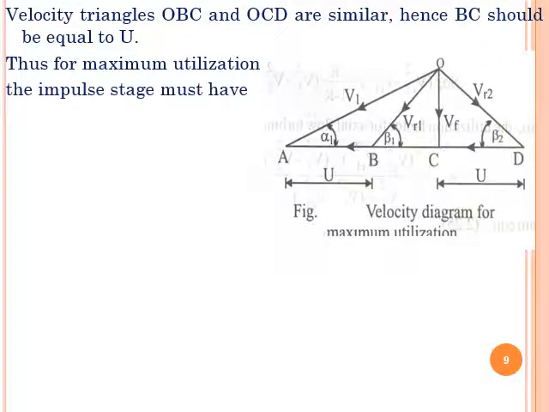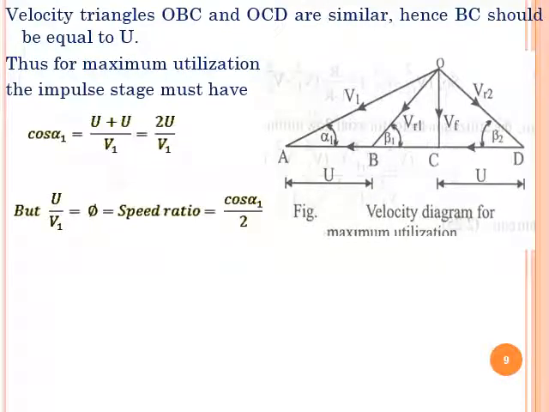Velocity triangles OBC and OCD are similar, hence BC should be equal to U. Thus for maximum utilization, the impulse stage must have cos alpha 1 equal to AB plus BC, that means U plus U, divided by V1. So that is 2U by V1, where U by V1 is the speed ratio phi. So that is given by cos alpha 1 by 2.